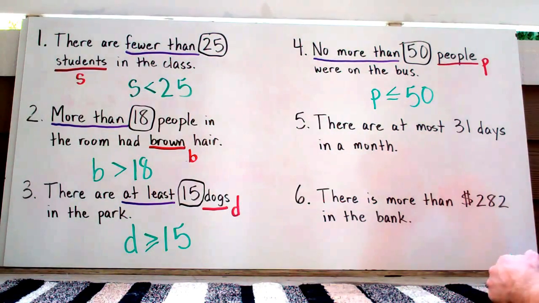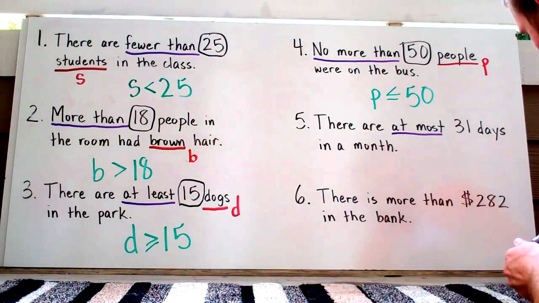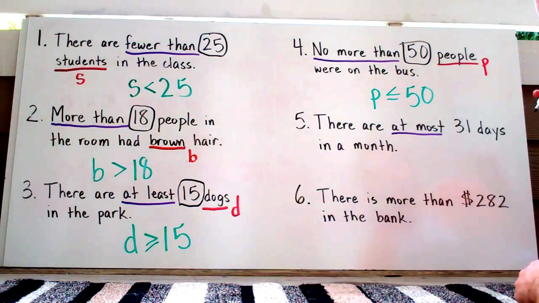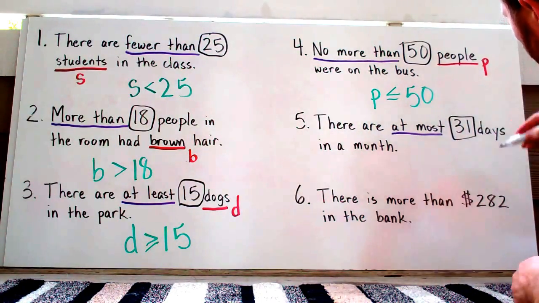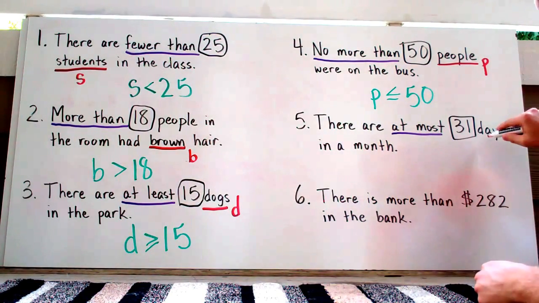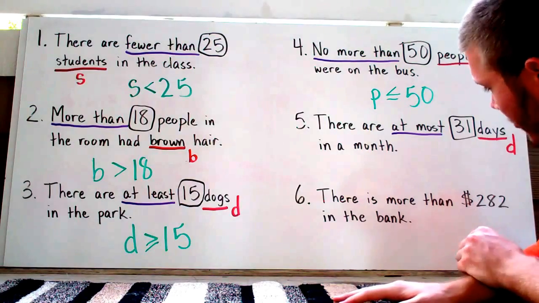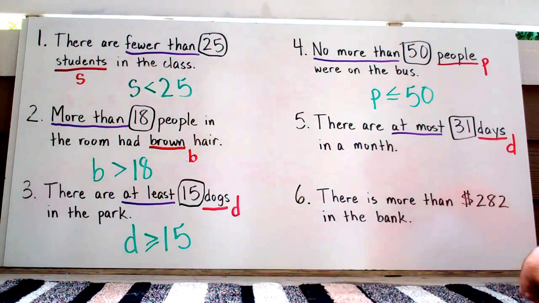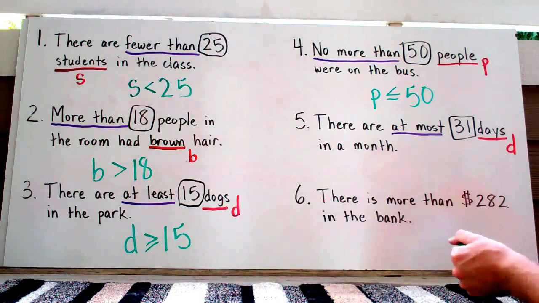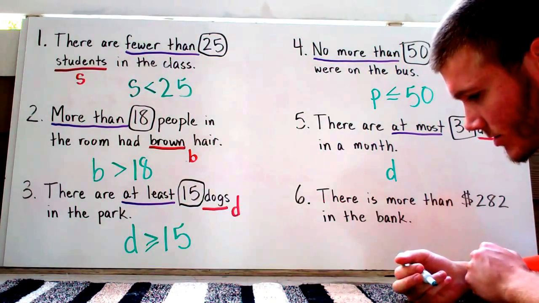Number 5. There are at most 31 days, and our variable is D, days, so I'm going to underline days, put a D. There are at most 31 days in a month. So I'm going to write out this inequality, D for days, at most 31 days.